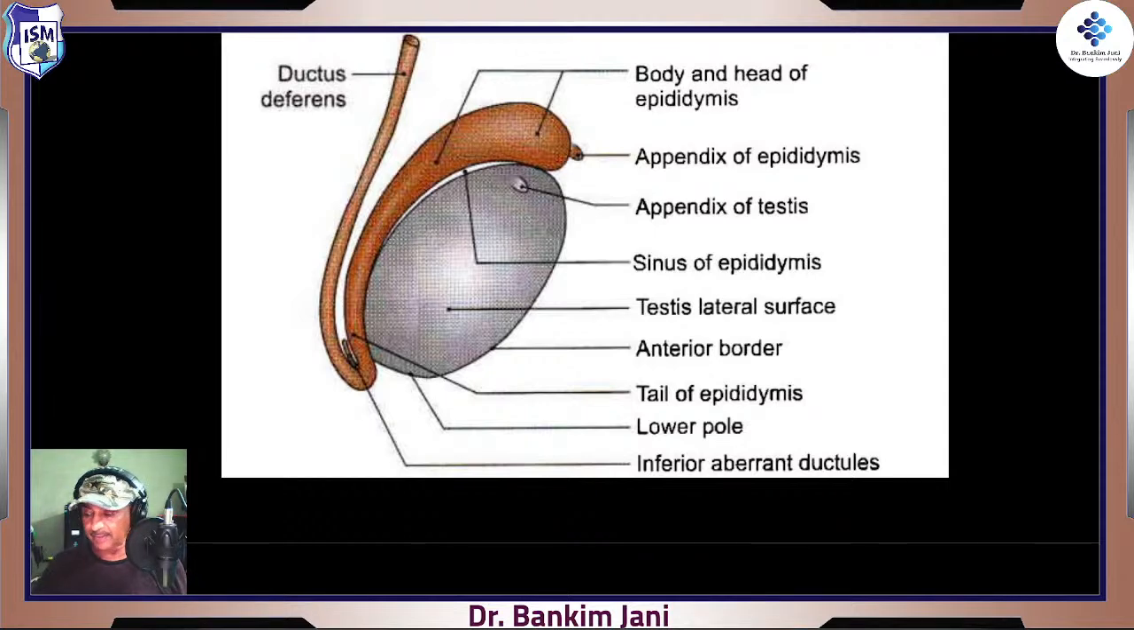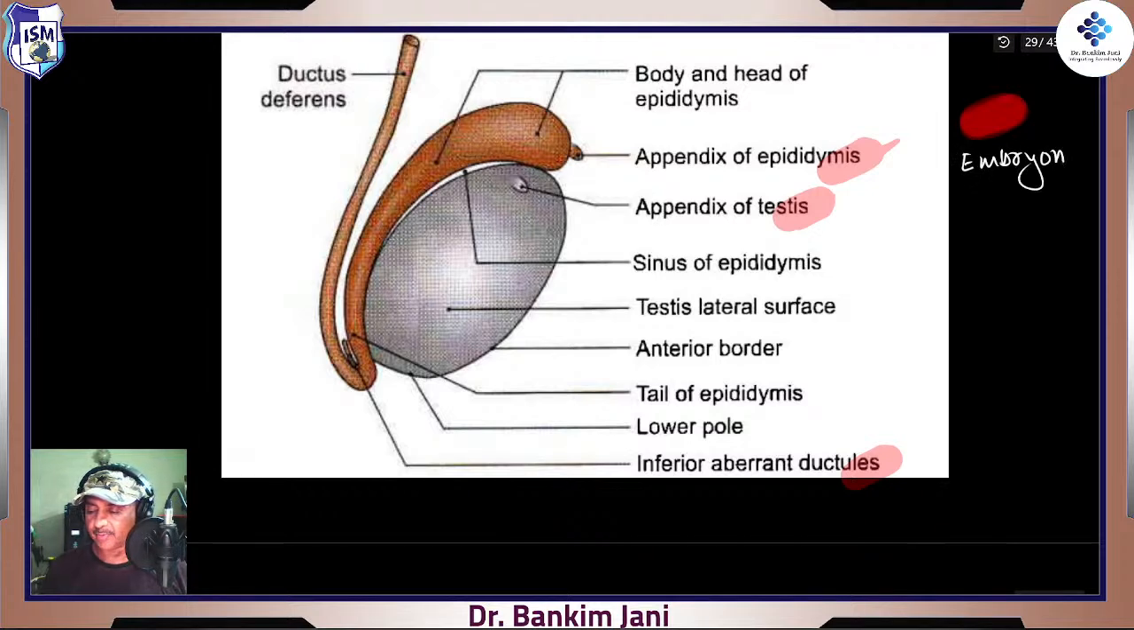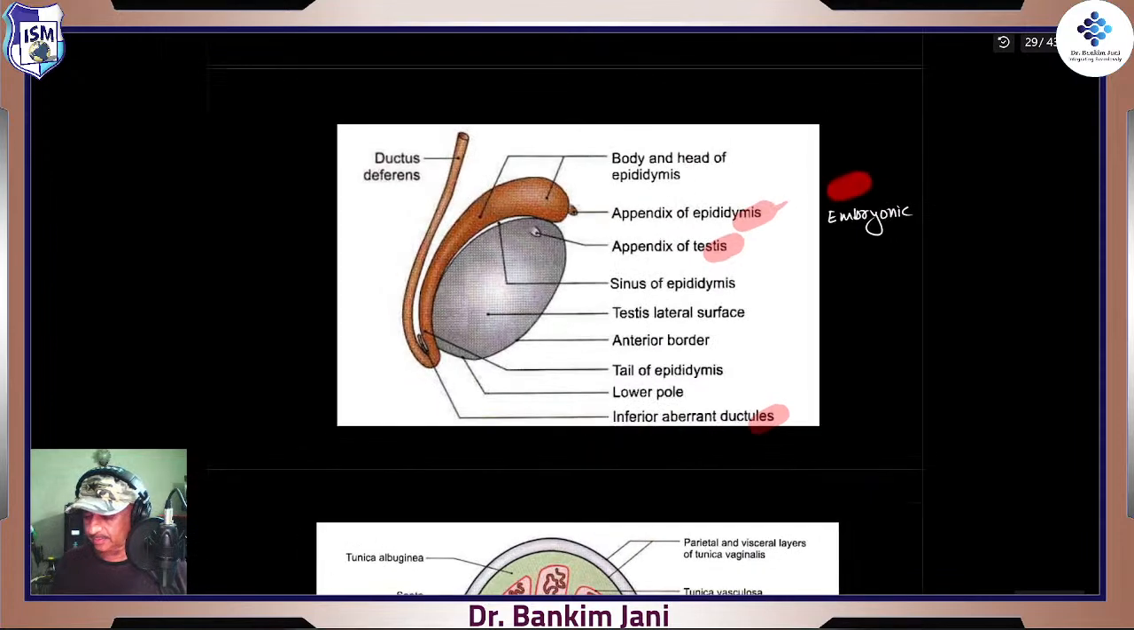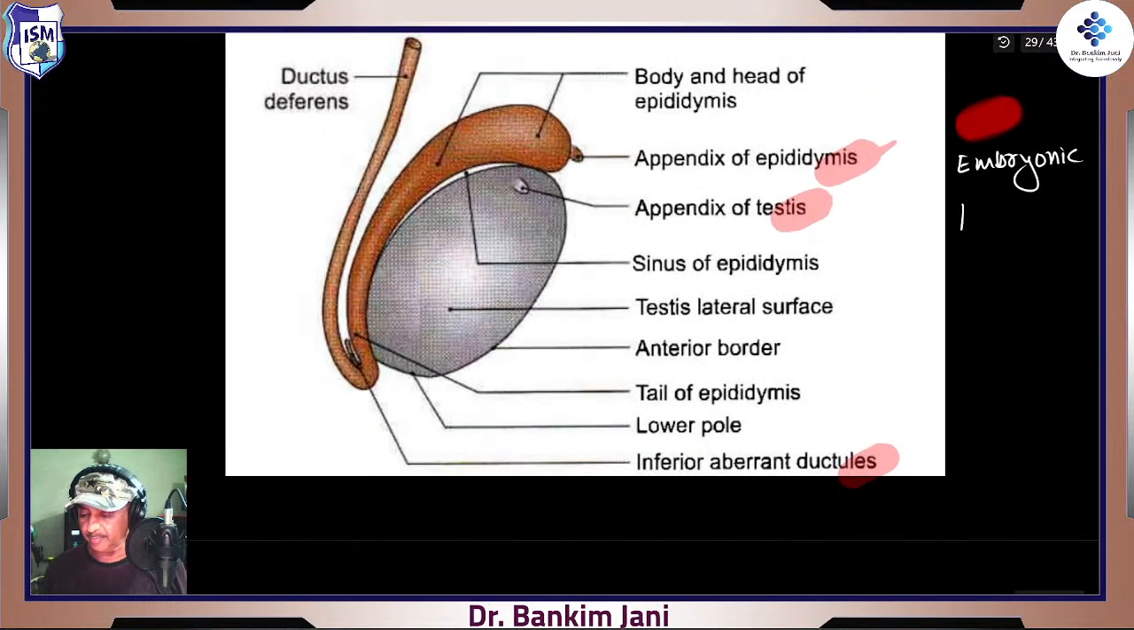Now some of the parts I am highlighting in red: the appendix of testis and inferior aberrant ductules. What are all those? Collectively, just write them as embryonic remnants, right? Remnant means what is left over. So they are embryonic remnants.